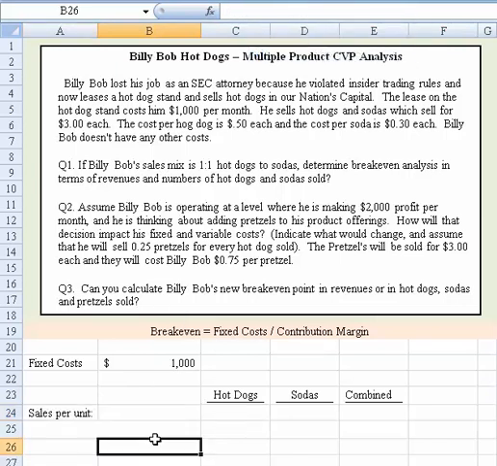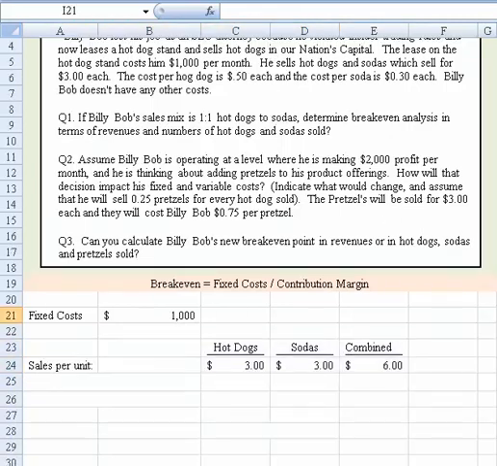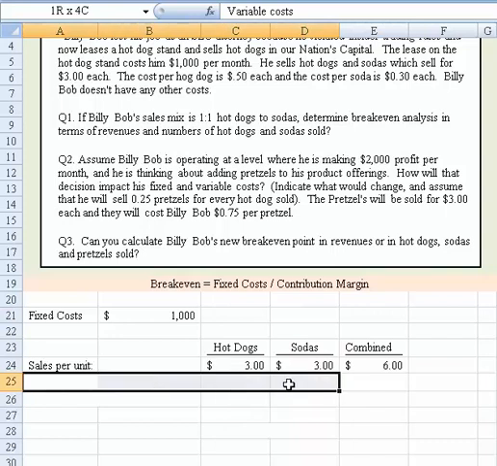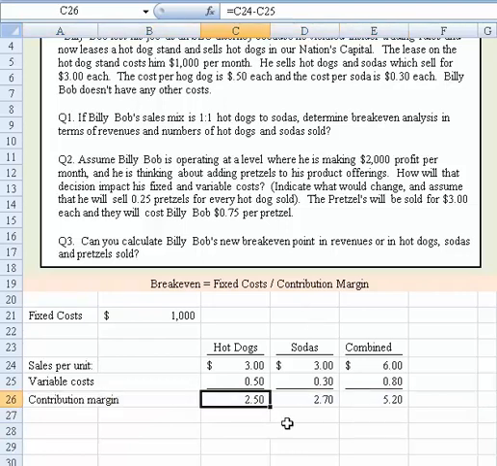So we would determine sales per unit, right? $3, $3, and $6. Then we have variable costs, 50 cents, 30 cents for a combined 80 cents. And we can calculate contribution margin, right? All I'm doing here, as you can see, is subtracting the variable costs across, and then over the combined, we're just summing the columns. Sum, sum, sum. All right, once we have that, then we can determine break even.